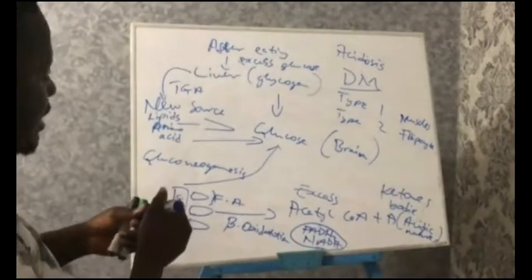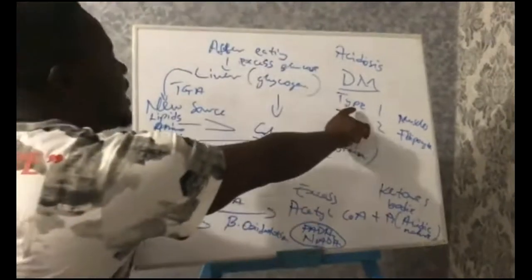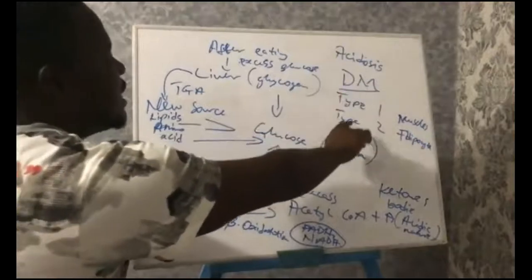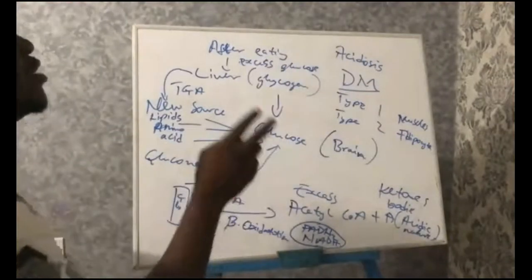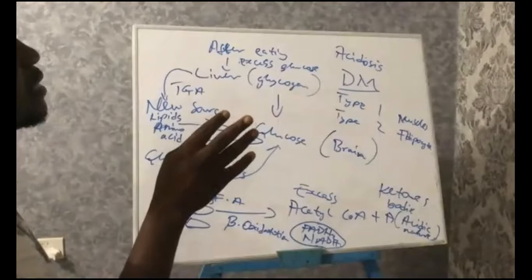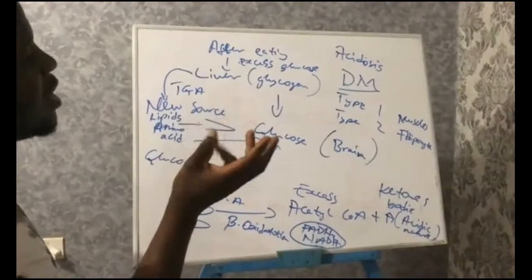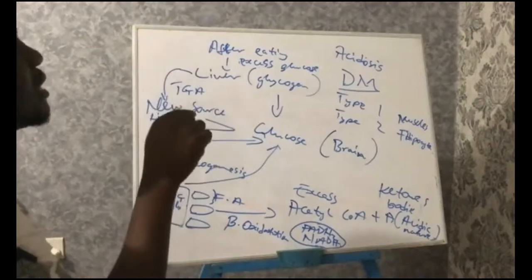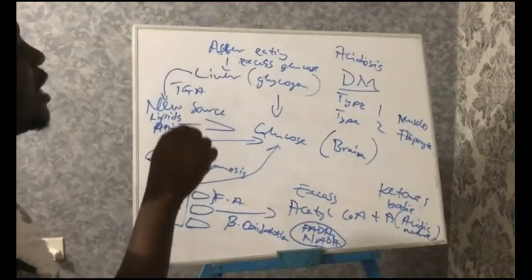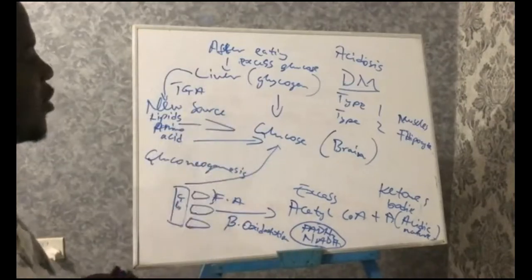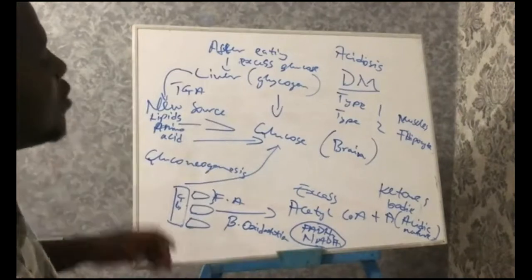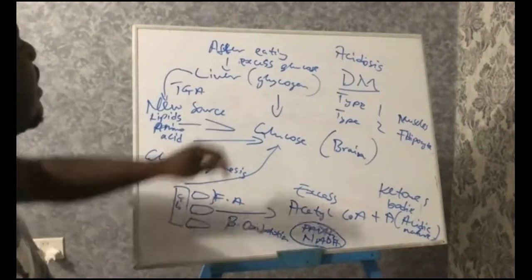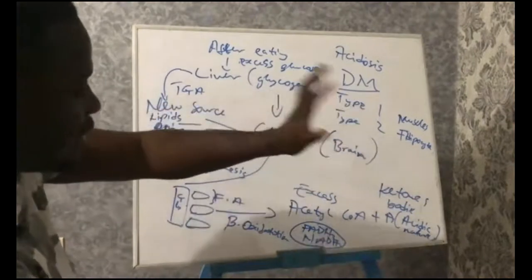So in diabetes, either type 1 or type 2. In type 1, you are not producing insulin. In type 2, either the insulin is produced but the receptors are not active, or you can have both situations whereby the body is still not producing enough insulin, plus the receptors too are not active.